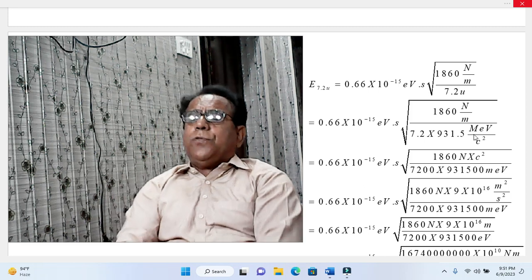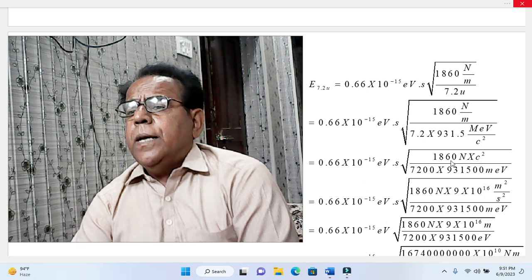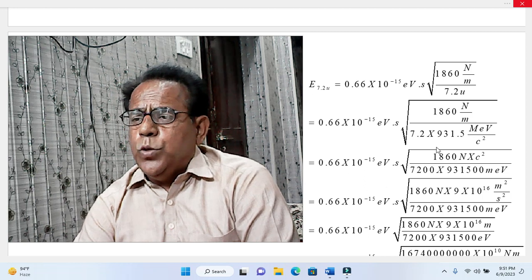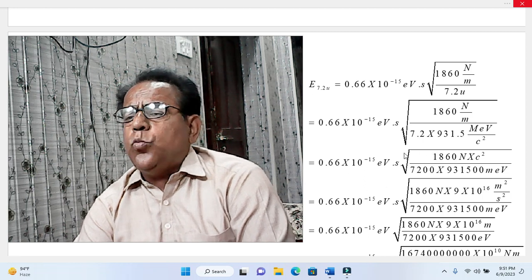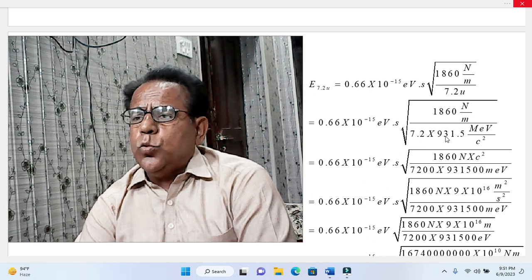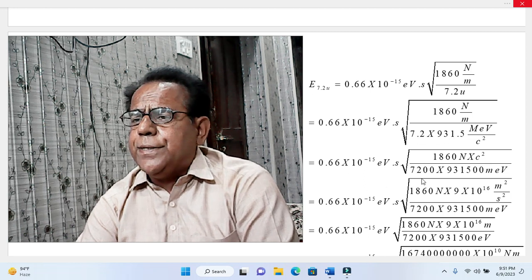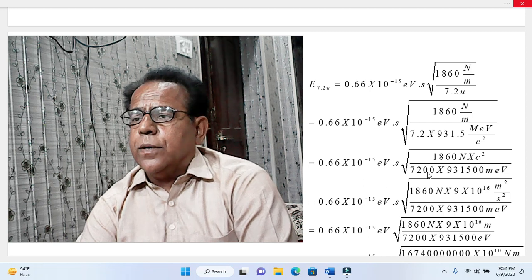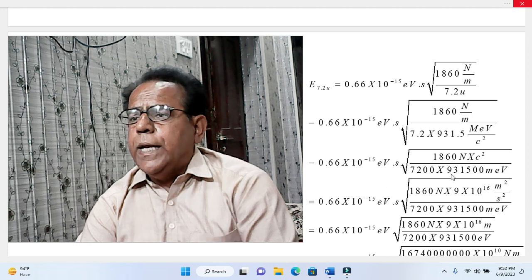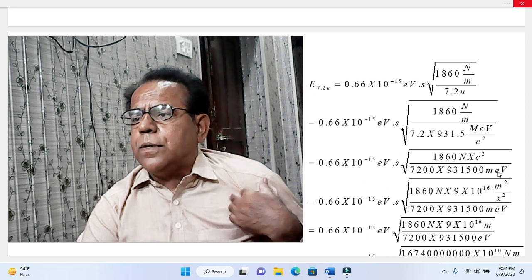what we have done here, we have eliminated M, capital M, which stands for million or mega, that is 10 raised to the power 6. Dear students, we have eliminated this M by equally shifting this million into the values. 7.2 has been changed to 7200, and moreover 931.5 has been changed to 931,500 mass into electron volt.